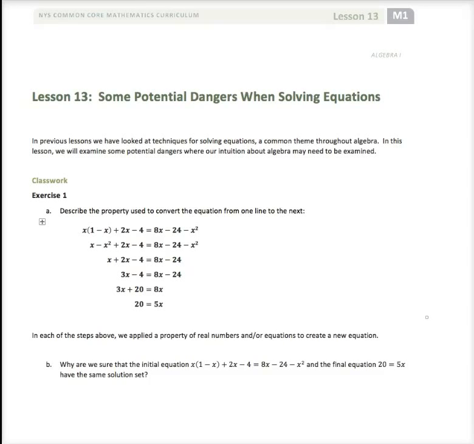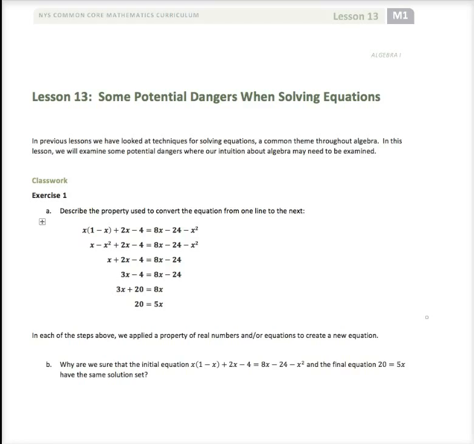Module 1, Lesson 13: Some Potential Dangers When Solving Equations. In the previous lessons, we looked at techniques for solving equations, a common theme throughout algebra. In this lesson, we will examine some potential dangers where our intuition about algebra may need to be examined.